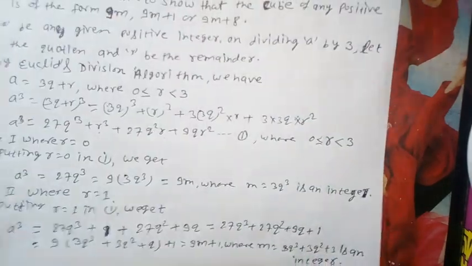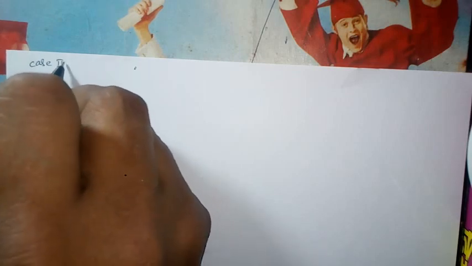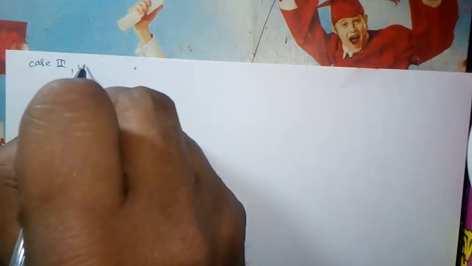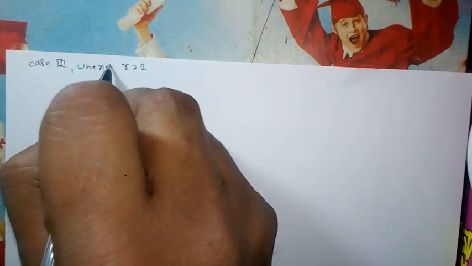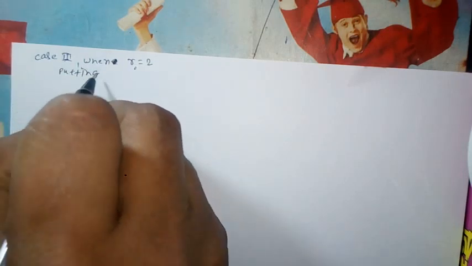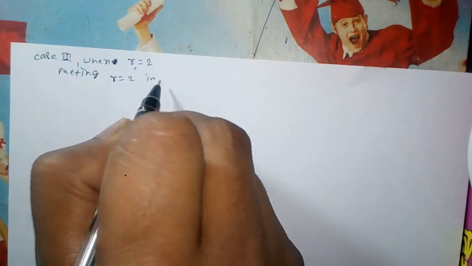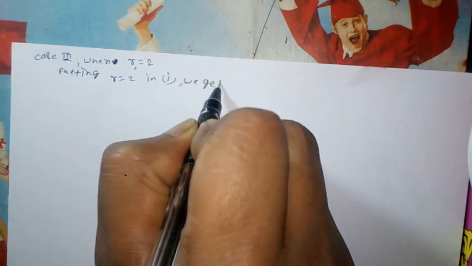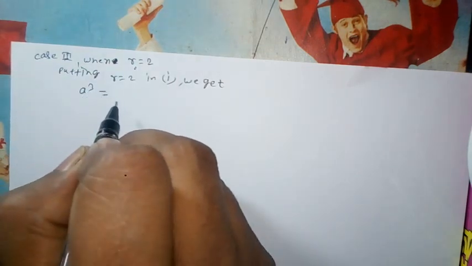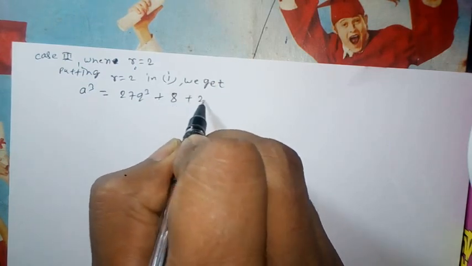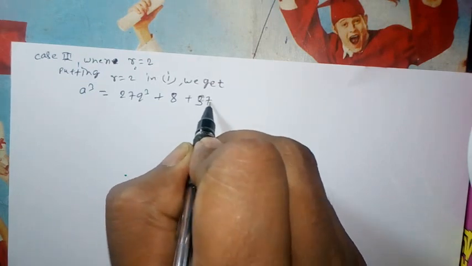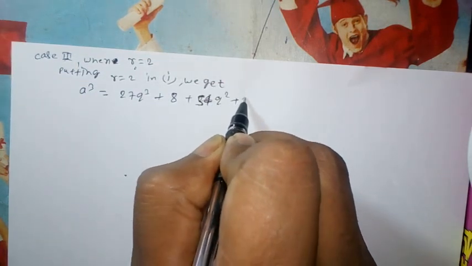Case 3: when r is equal to 2. Putting r is equal to 2 in equation 1, we get a cube is equal to 27 q to the power 3 plus 2 to the power 3 plus 54 q square plus 36q.